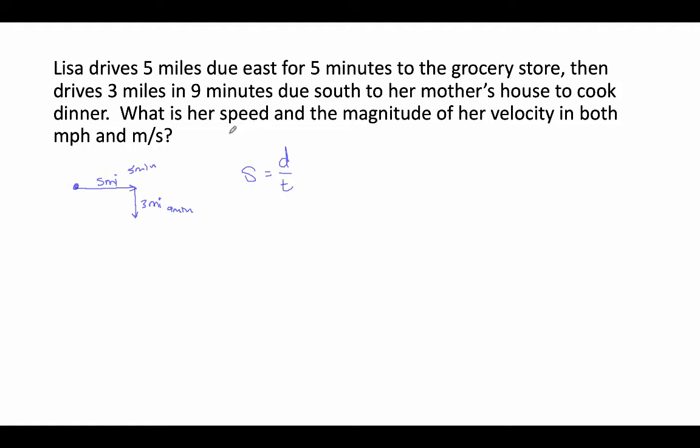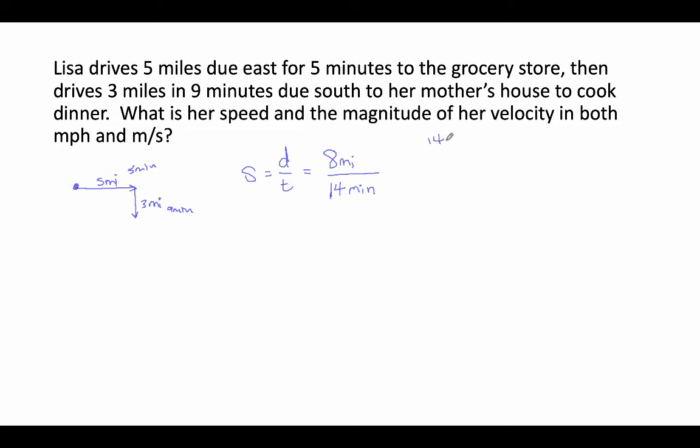And we're talking about this whole trip. So the distance she took in the trip, she went 5 miles and then 3 miles. So her distance is 8 miles. And it took her 5 plus 9, 14 minutes. Now, we don't really want minutes. We'd like to do miles per hour and meters per second. So let's really quick figure out miles per hour. And so let's figure out how much 14 minutes is of an hour.